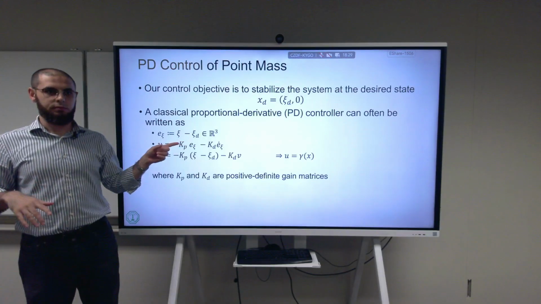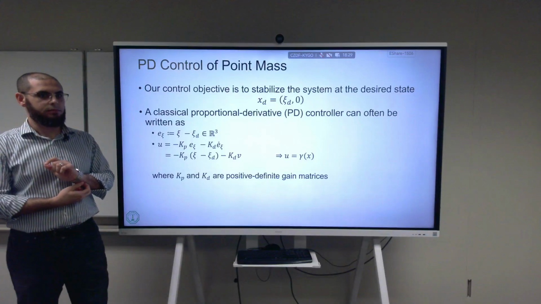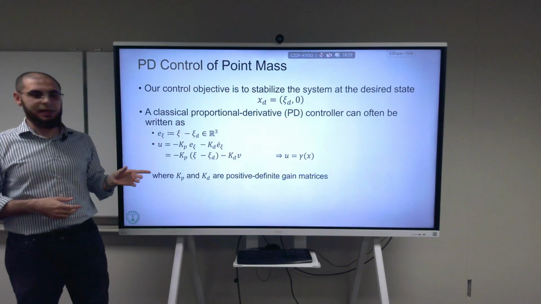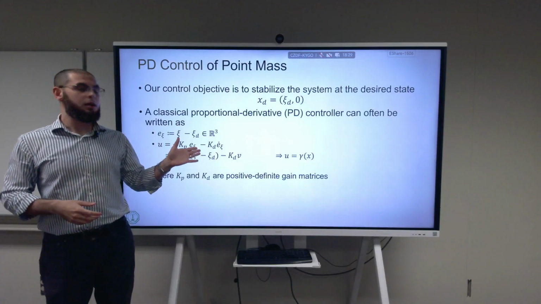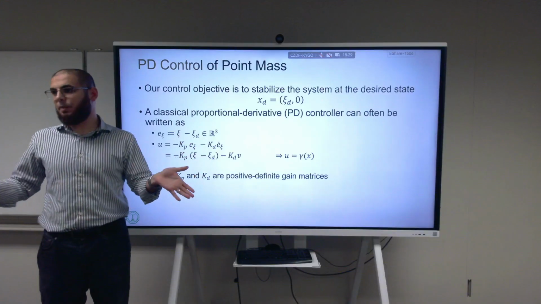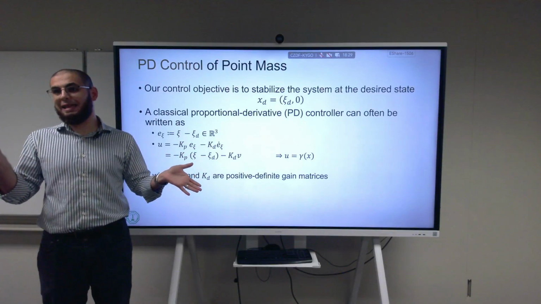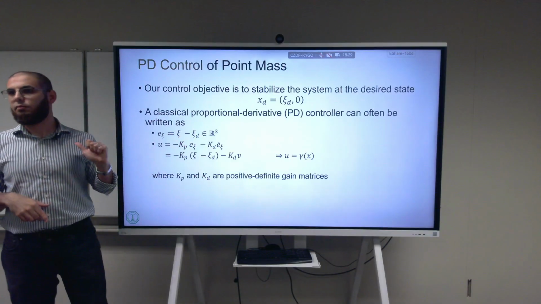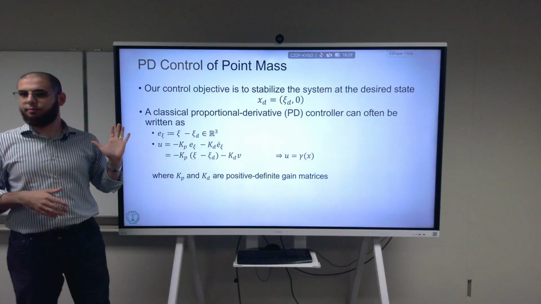I think the last convention is the most common one. You say that the PD is simply k multiplied by the error plus another k multiplied by the error dot, and the error itself is desired minus actual. We do it this way, and you'll see later why. Okay?